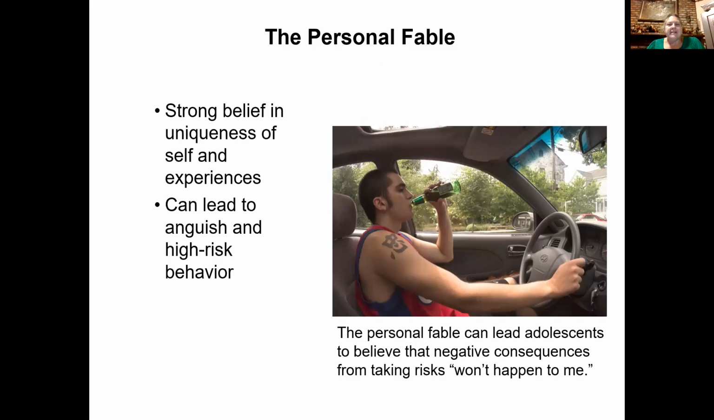The next topic is called the personal fable. And once again, this is a type of adolescent egocentrism. The personal fable is that strong belief in uniqueness of self-experience. It can lead to anguish and high-risk behavior. For example, the personal fable can lead to adolescents believing that negative consequences from taking risks won't apply to them.